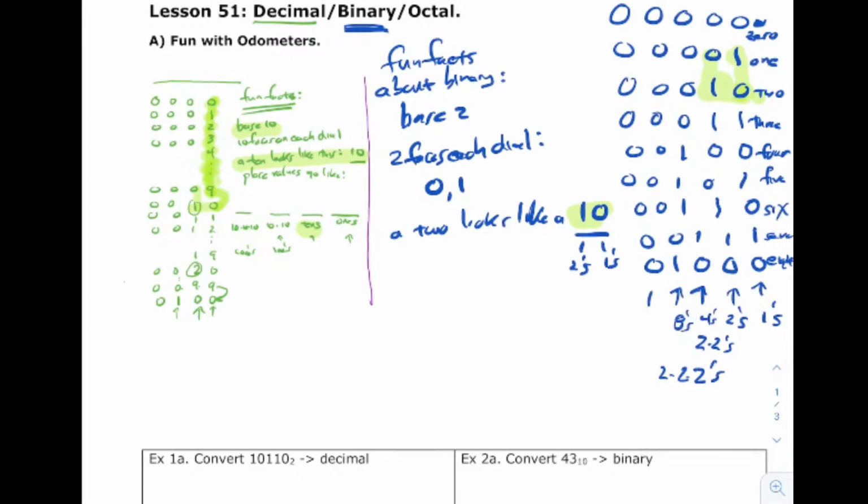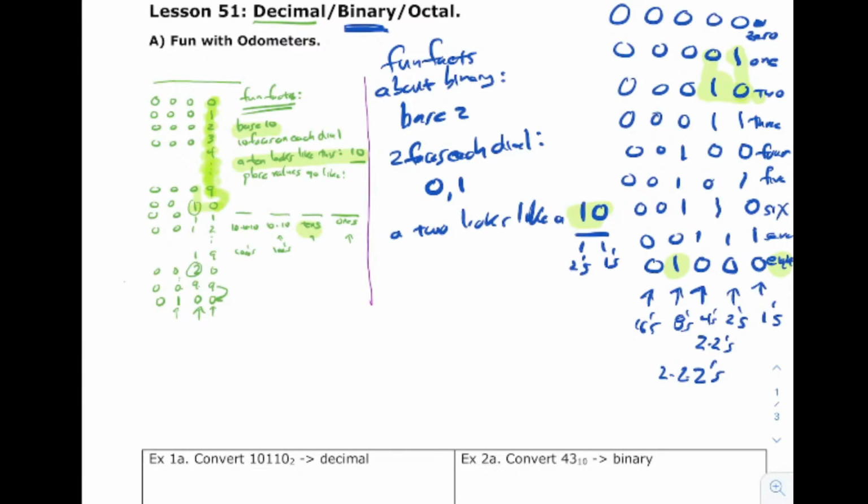This would be the 16's place, and so on. So a 1 in the 8's place is how we get an 8. Get it? So that's kind of what you've got to do to get used to this binary thing: you've got to get used to this idea of an odometer spinning around.